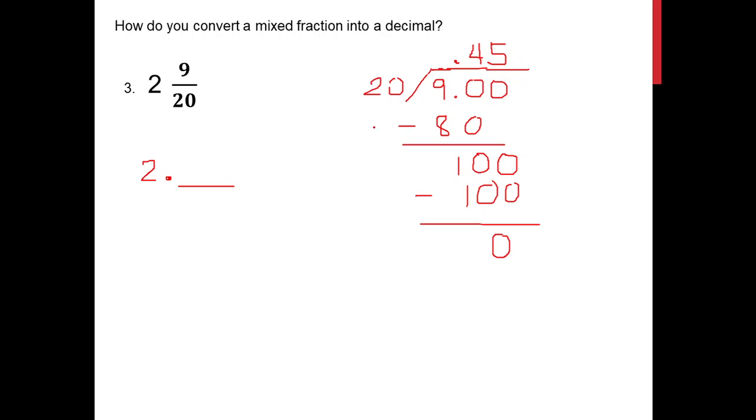Therefore, the decimal form for 9 over 20 is 0.45. So all we need to do is to add the decimal number here. Then this will be our answer, or the decimal form for 2 and 9 over 20.